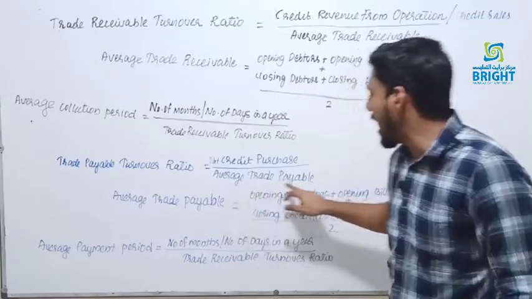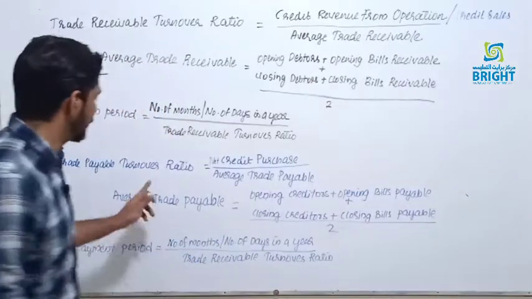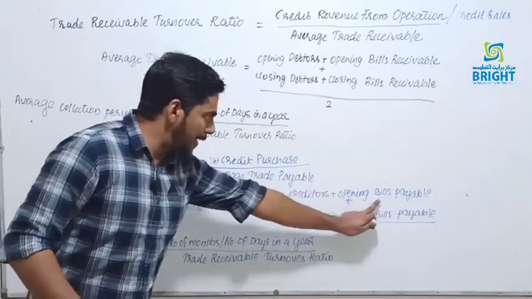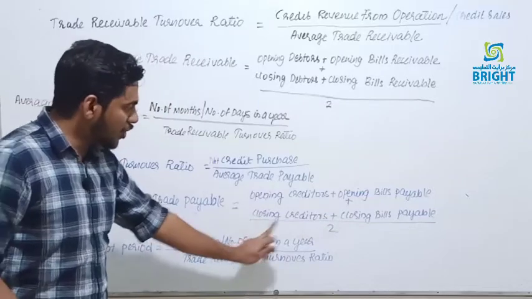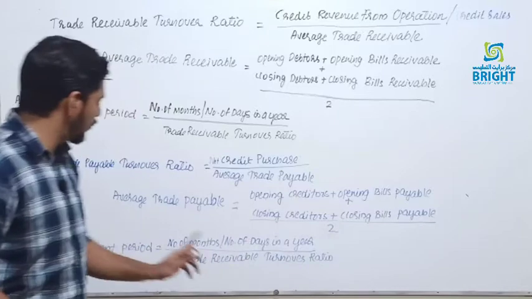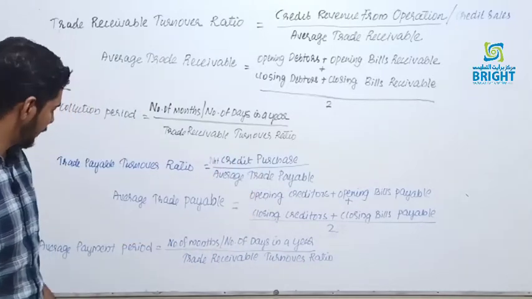So how to find the average trade payable? Average trade payable is equal to opening creditors plus opening bills payable plus closing creditors plus closing bills payable divided by 2 will give you average trade payables. Then net credit purchase.